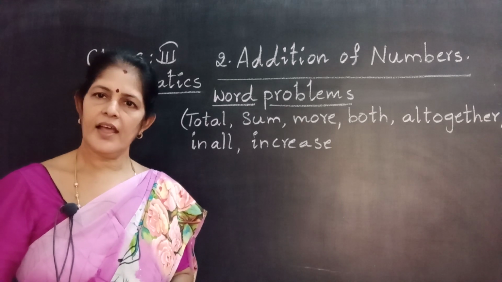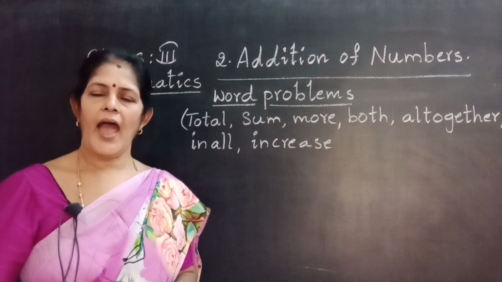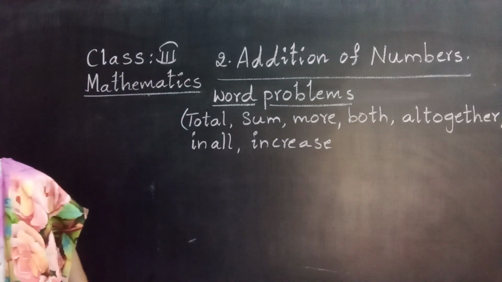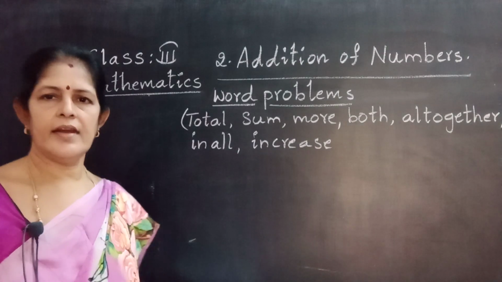How do you get total? Very good. By adding the given numbers, by addition. Understood? Can I write the question? Can I write the question? Come on.